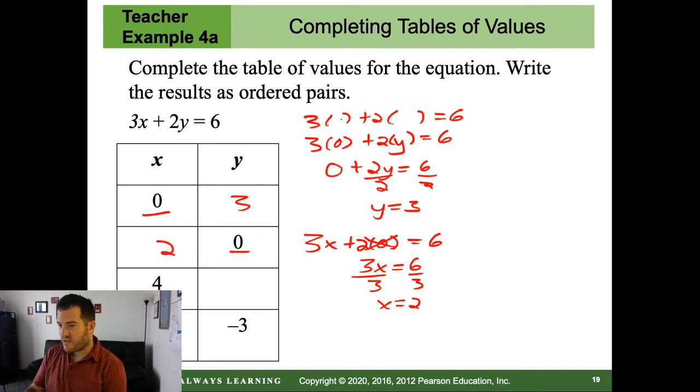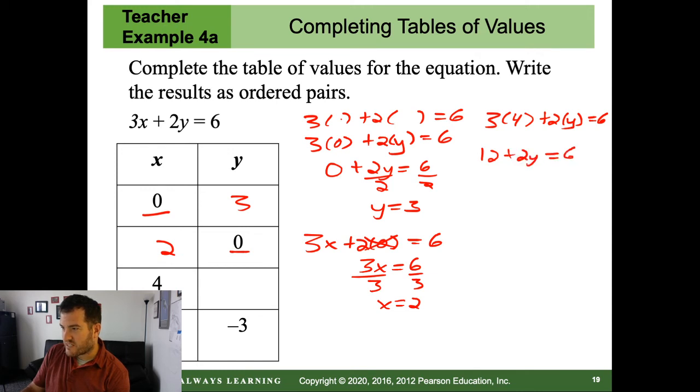Pretty neat, right? Here, x is equal to 4. Let's try it again. 3 times 4 plus 2 times y is equal to 6. I think this is 12 plus 2y is equal to 6. Subtract 12, 2y is equal to negative 6. y is equal to negative 3.